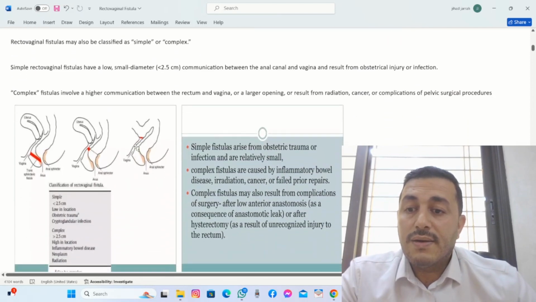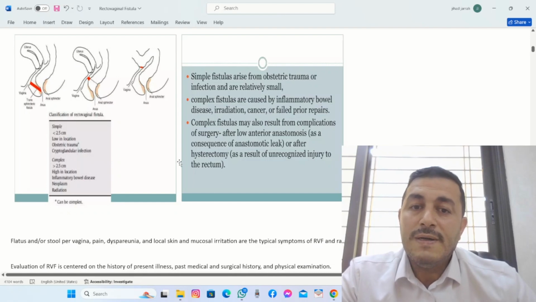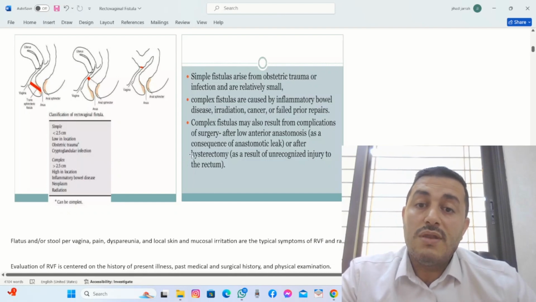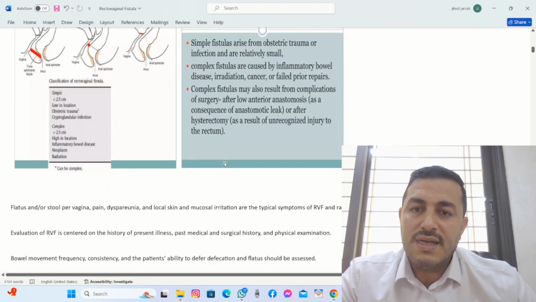Okay, this is a continuation. We said that simple means obstetrical trauma or infection. Other causes come with complex causes such as inflammatory Crohn's disease, radiation, cancer, failed prior repair. This is a complex actually.